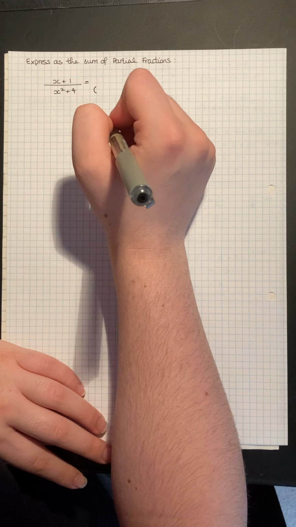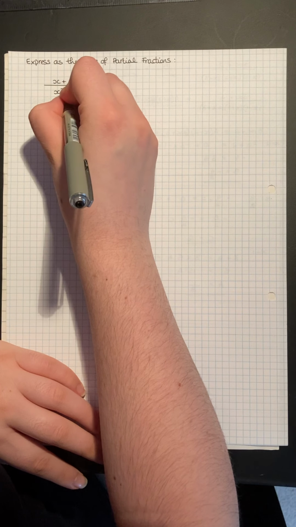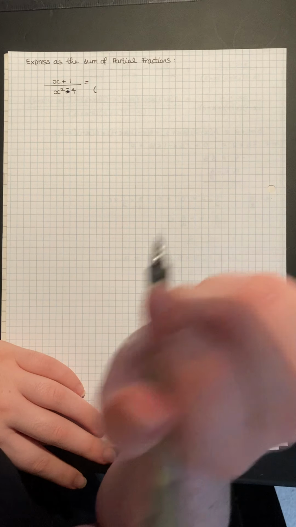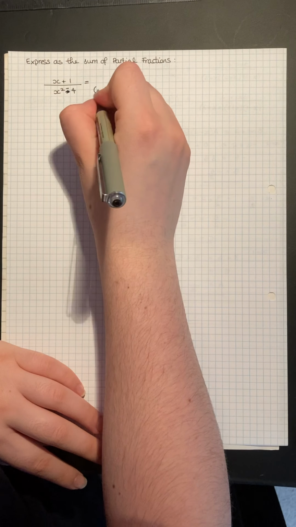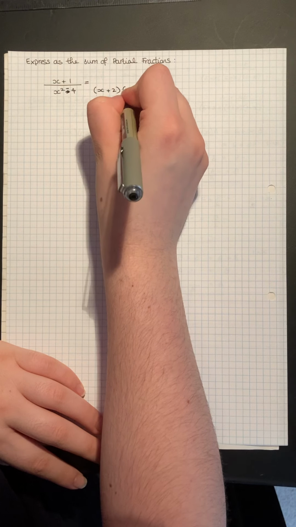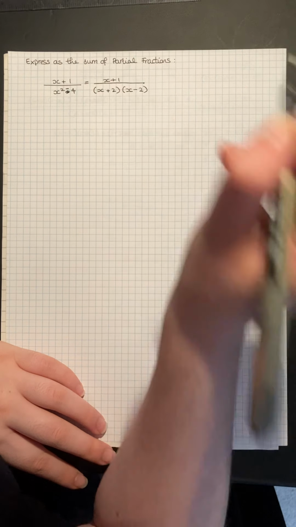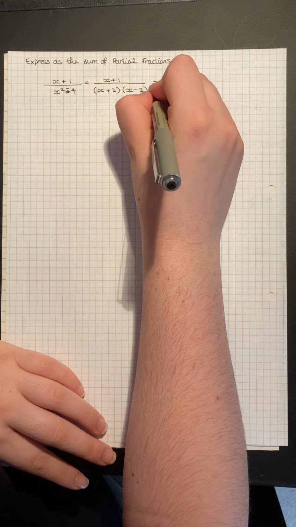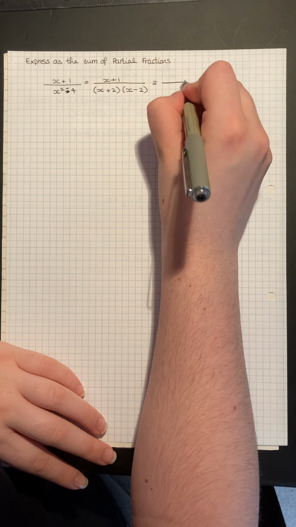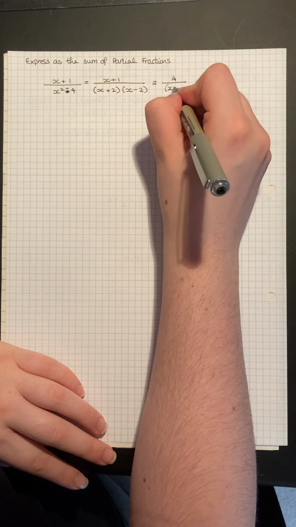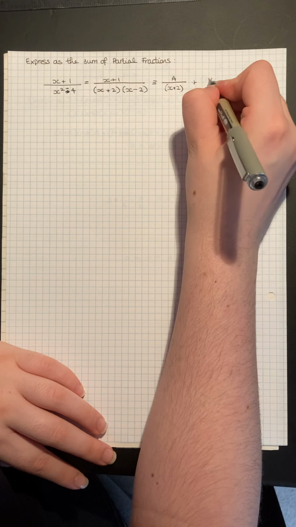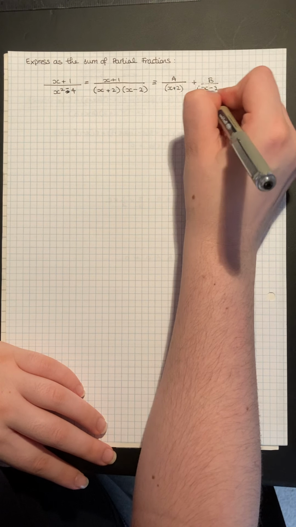So that, I've miscopied it, that was meant to be a minus, which makes it much easier. Difference of two squares, I have x plus 2 and x minus 2 on the bottom. And we know that we can always split this up into partial fractions with A over x plus 2 and B over x minus 2.